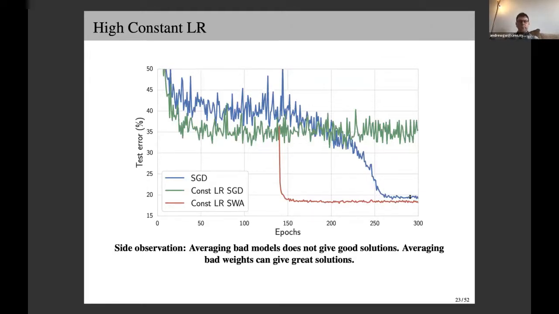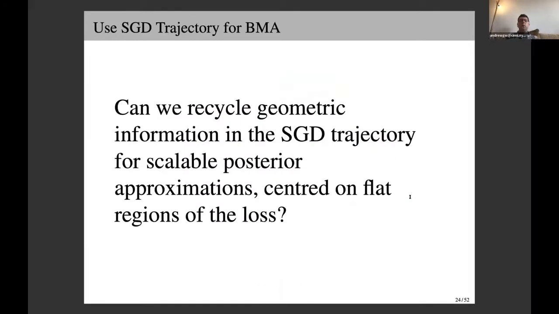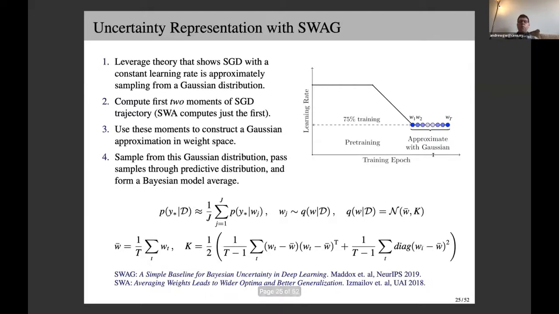Okay, so now that we have contrived an optimization procedure that can benefit from flatness, the next question is, can we use some information that we get from the SGD trajectory to actually do scalable approximate Bayesian inference? One very simple thing we can do is, in addition to taking the first moment of these SGD iterates, we can also compute a low rank plus diagonal approximation of the second moment.